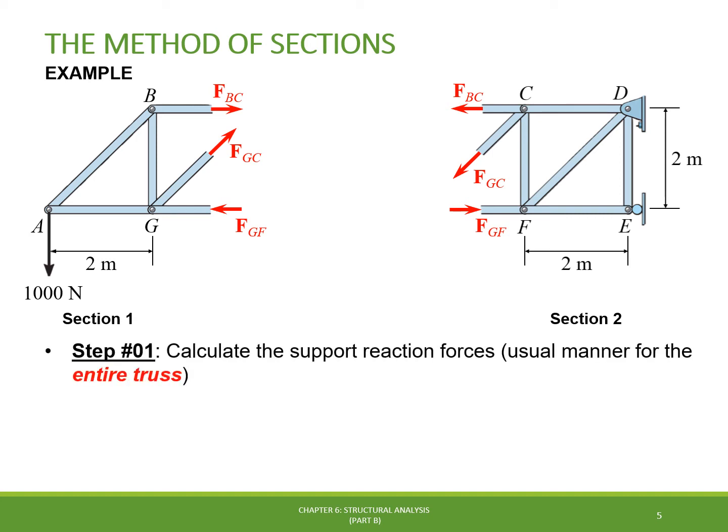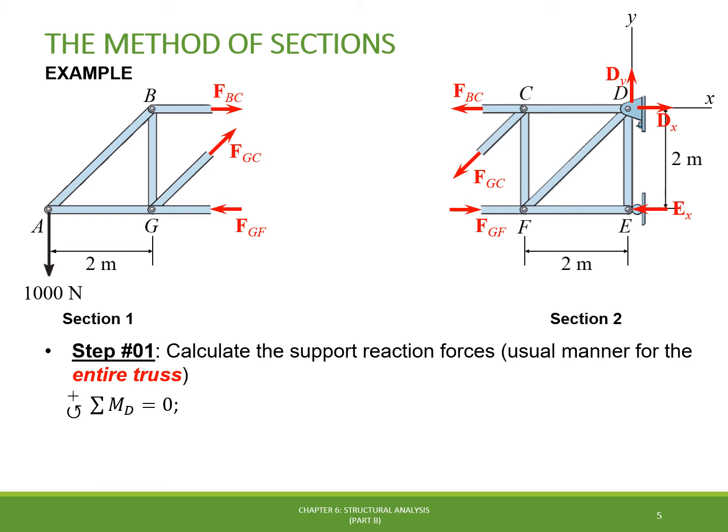Then, the first step for the solution of the problem is the calculation of the reaction forces at the supports following the usual procedure considering the entire truss. It's very important that we consider the entire truss for this calculation rather than the 2 sections separately. By simple inspection, we know that the 2 supports will develop 3 reaction forces, which we have to calculate using the 3 equilibrium equations.